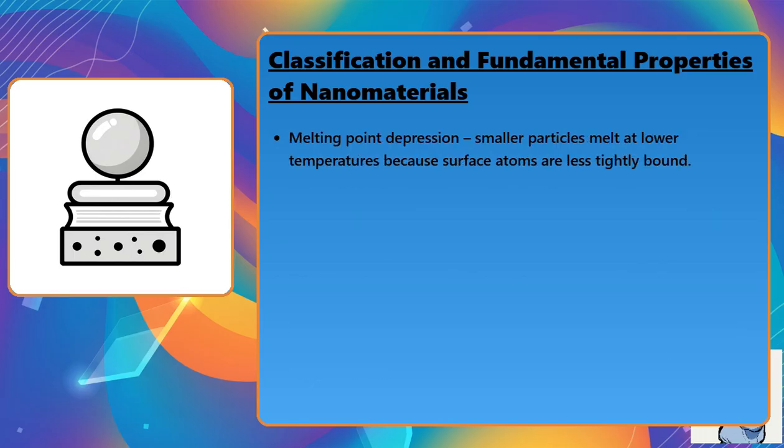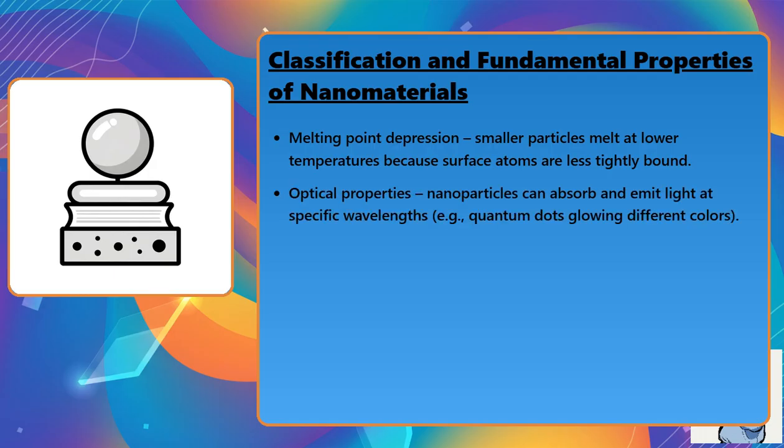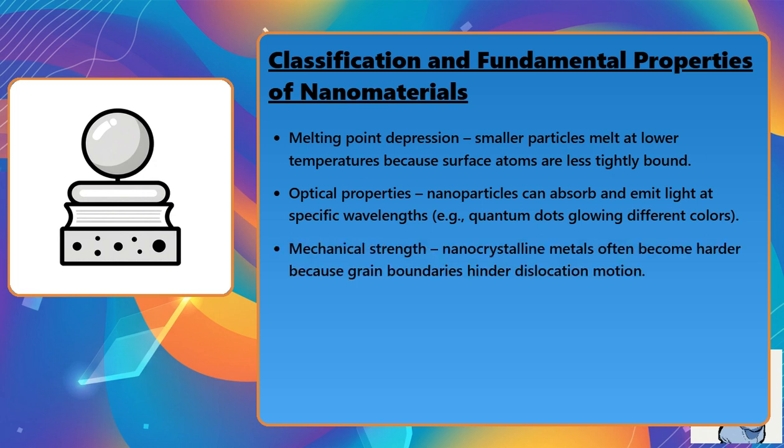Melting point depression. Smaller particles melt at lower temperatures because surface atoms are less tightly bound. Optical properties. Nanoparticles can absorb and emit light at specific wavelengths. For example, quantum dots glowing different colors. Mechanical strength. Nanocrystalline metals often become harder because grain boundaries hinder dislocation motion.